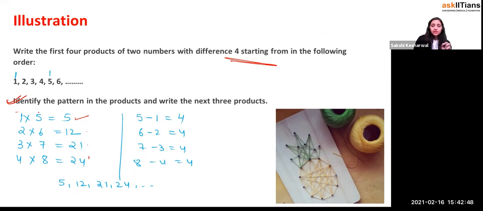So the question says that you have to make a product of such numbers that the difference is 4. I multiplied 1 into 5 and the difference is 4. Once you find the pattern from all these numbers, you have to write the next three numbers in the same way. So 2 into 6 is 12, and the difference is again 4. Now 3 into 7 is 21, and the difference is again 4. So our agenda was to make the difference of 4. That's all we wanted to do, right?